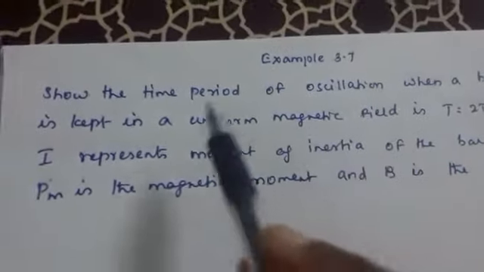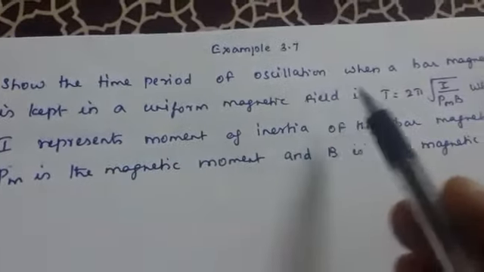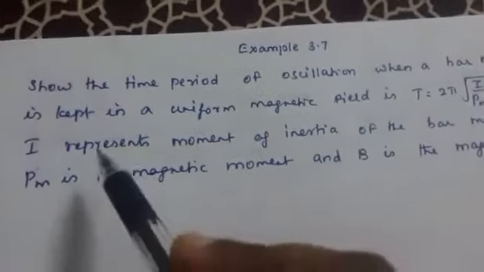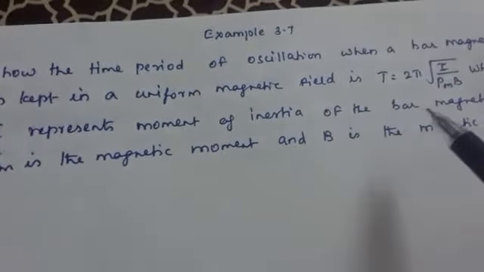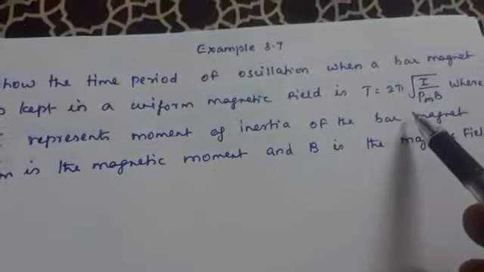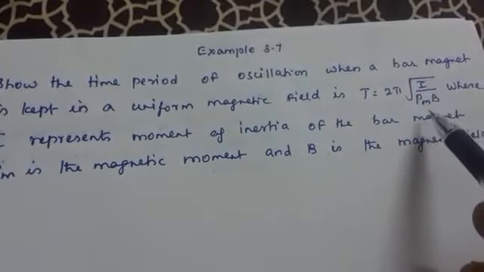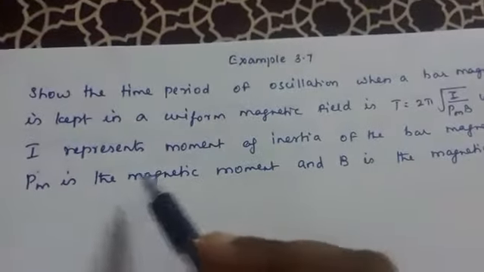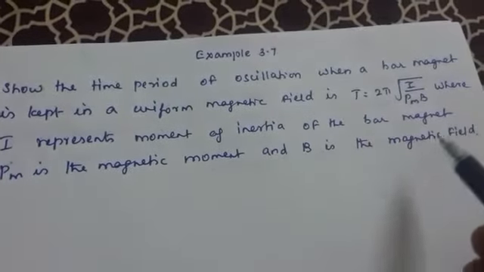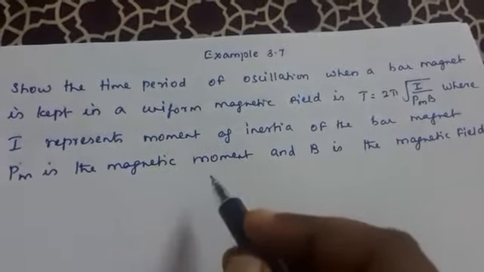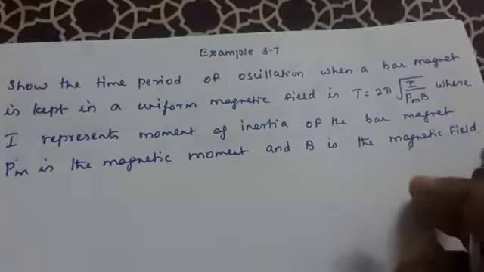Example 3.7. Show that the time period of oscillation when a bar magnet is kept in a uniform magnetic field is T equals 2 pi root of I by PMB, where I represents the moment of inertia of the bar magnet, PM is the magnetic moment and B is the magnetic field.